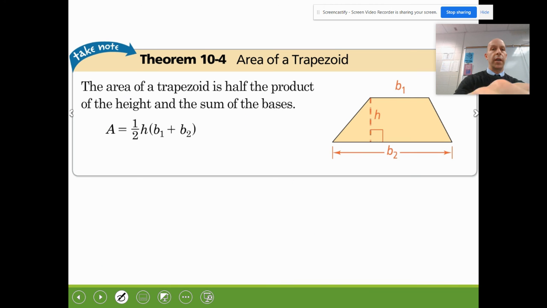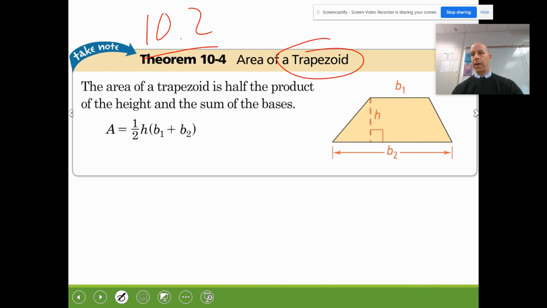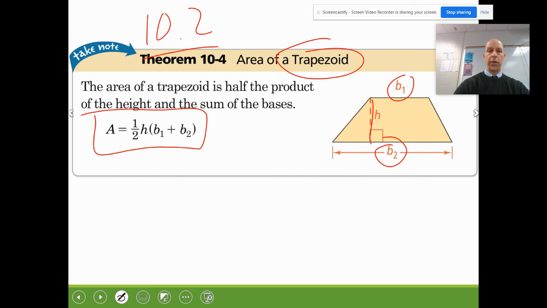Okay, so now we're going to move into section 10.2, and we're going to look at the area of a trapezoid. Again, this is stuff that you guys probably have already seen in middle school. So the area of a trapezoid is simply 1/2 the height times base 1 plus base 2. So there's the formula. Remember, the bases of a trapezoid are the parallel sides, and the height is the perpendicular distance between them.